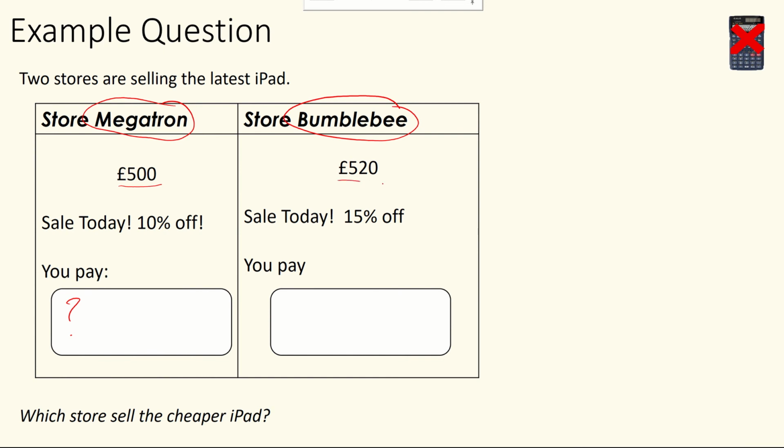Their iPad is £520, but in the sale it's 15% off. So how much are we going to pay? The question actually is, well, which store sells the cheaper iPad? Don't forget to actually answer the question. So let's start with Store Megatron.